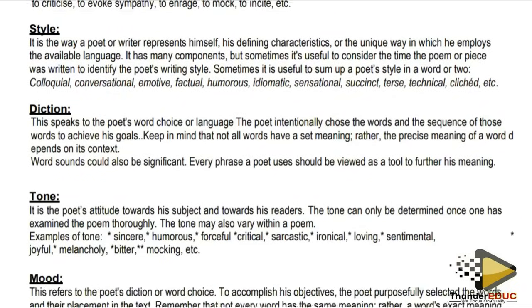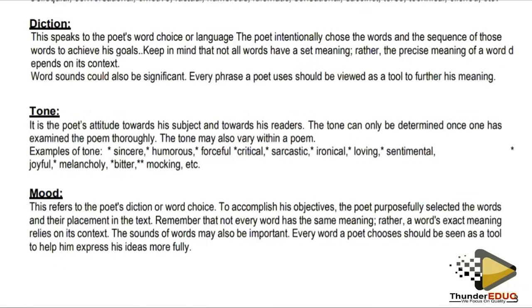Okay, we move on to tone. Tone is the poet's attitude towards his subject and towards his readers. So when you say his subject, it's the way he said it. When we are reading it, we are supposed to be hearing his voice. So it will be the way he has said it. The tone can be determined once one has examined the poem thoroughly. The tone also varies within poems.